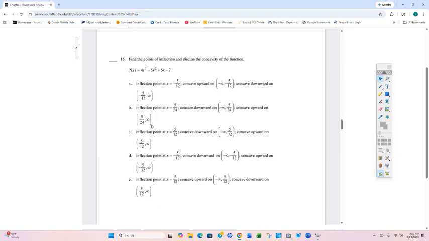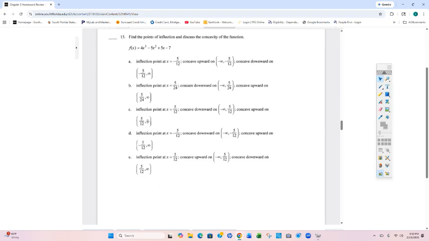Concave upward on the interval 5 over 24, comma, infinity. Answer C, inflection point at x equals 5/12. Concave downward on the interval negative infinity, comma, 5 over 12. Concave upward on the interval 5 over 12, comma, infinity. D, inflection point at x equals negative 5/12. Concave downward on the interval negative infinity to negative 5/12. Concave upward on the interval negative 5/12, comma, infinity.